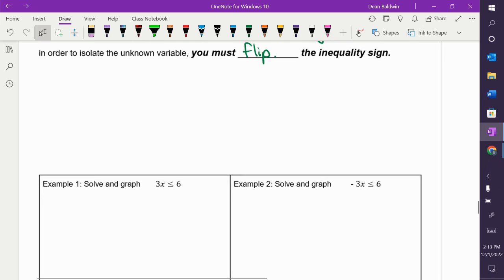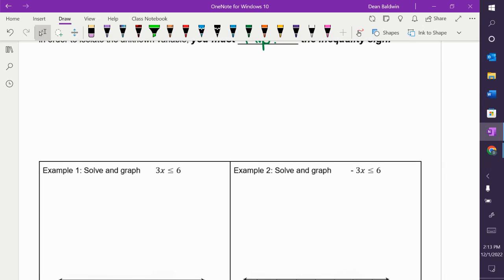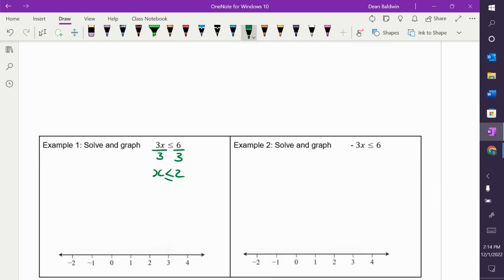So if I ask you to solve and graph, 3x is less than or equal to 6. What do I do to get rid of the 3? Do I need to flip the inequality? You do not, because it's not a negative number, so you get x is less than or equal to 2. Open or closed circle? Closed at 2. Which way does the arrow go? To the left.